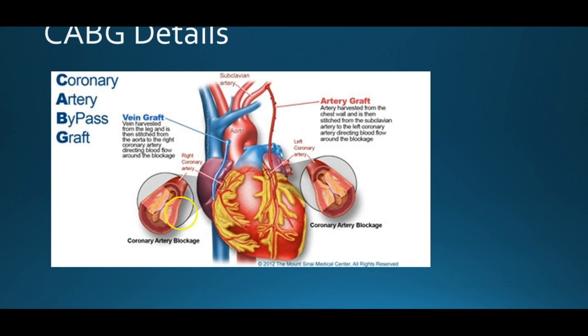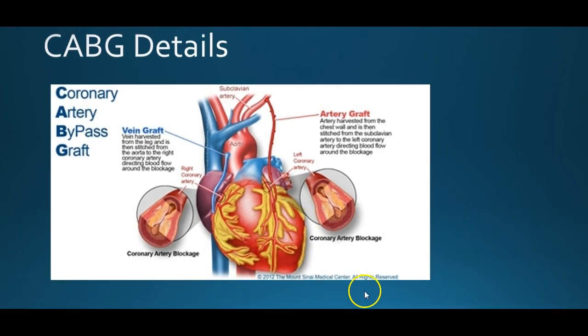Okay, let's get started. What I have here are details of a coronary artery bypass. This is just showing us how a vein graft looks as it's been anastomosed onto a blocked vessel. This yellow liquidy looking stuff that we see here is considered blockage.